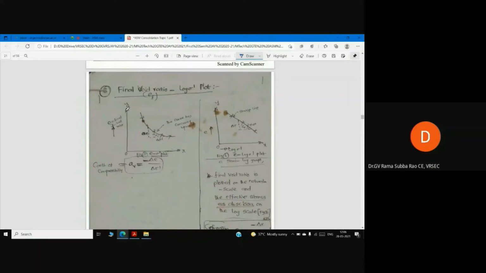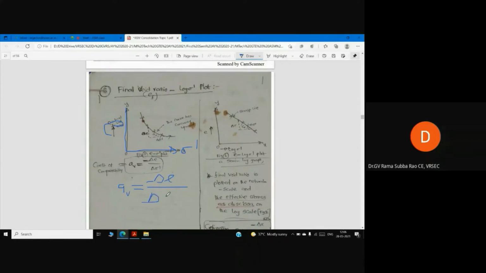Now we are plotting the data on graph sheet. Now this is x is sigma dash and y is void ratio. So coefficient of compressibility av is equal to minus delta e by delta sigma dash.